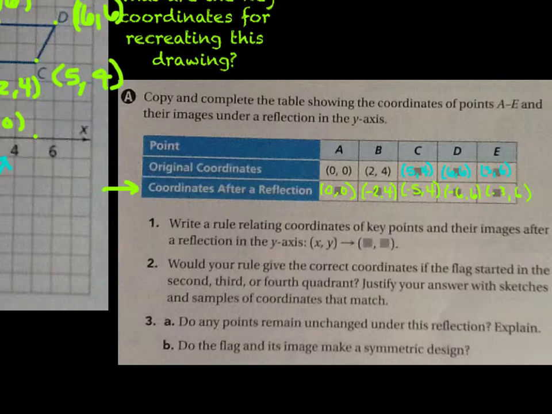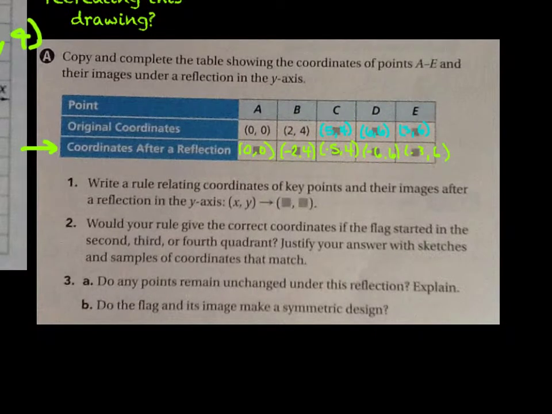So now we need to write a rule relating the coordinates of the key points and their images after the reflection in the y-axis. After we reflected it across the y-axis, what is the rule that we can say for everything that happens with our x term and our y? If I look at our y, it stays the same. It's always the same. It's simply 4 remains 4 in the B and the C, and D is also 6 in both of them. So it looks like y is unchanged.